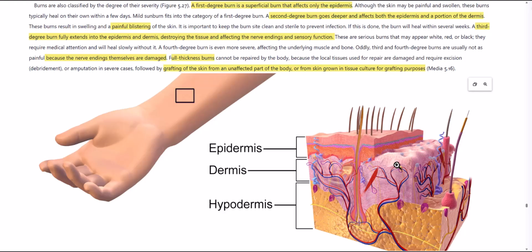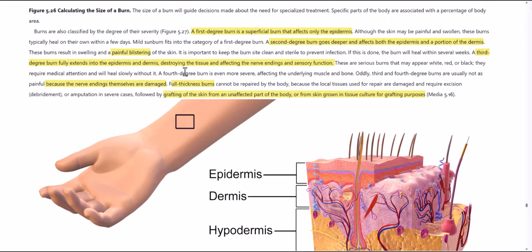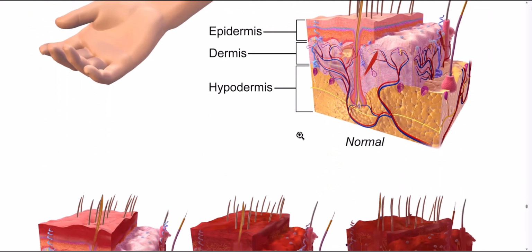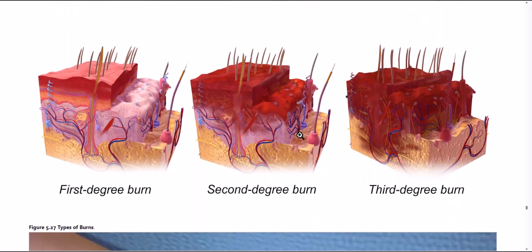The book describes a fourth degree burn, which is basically a really, really bad third degree burn. So if you were to see a really bad third degree burn and you could now see muscle and bone, some books might call it, well, this book does, a fourth degree burn. I'm not going to use that fourth degree burn classification because it's not universally used. I'm going to stick just with varying degrees of third degree burns.